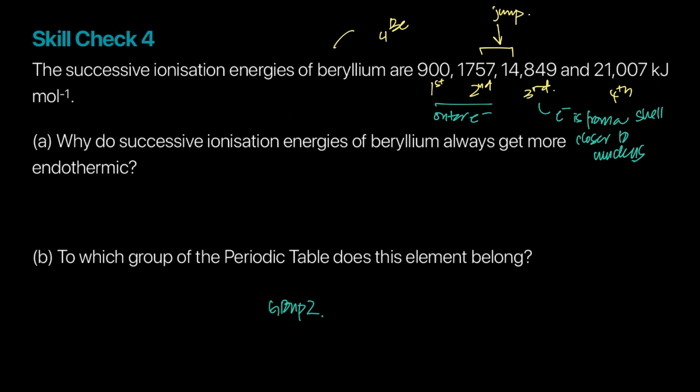Let me repeat. The largest jump is between the second and the third ionization energies, indicating that the third electron is from a shell that is closer to the nucleus, therefore requiring much more energy, which means that the first two electrons were from the outer shell. If you have only two electrons in the outer shell, you are going to be from group number 2. And now let's look at another skill check.